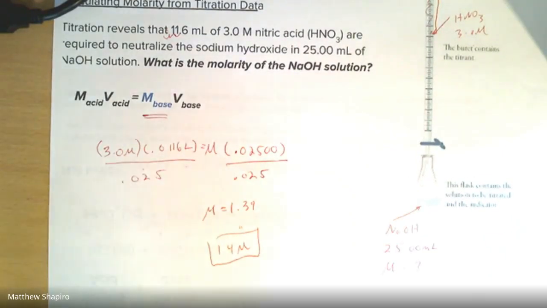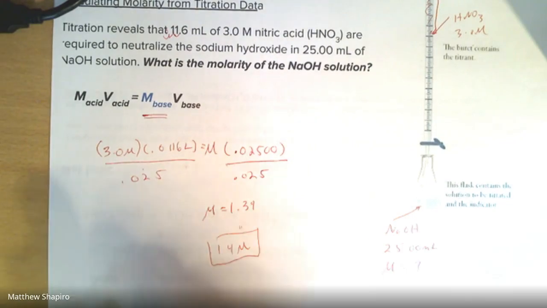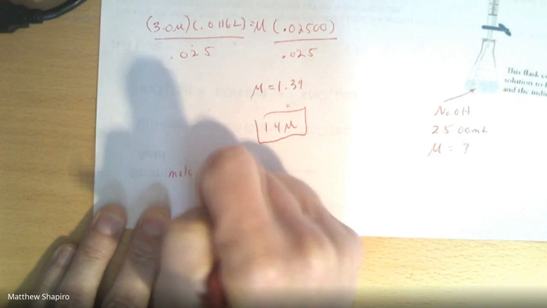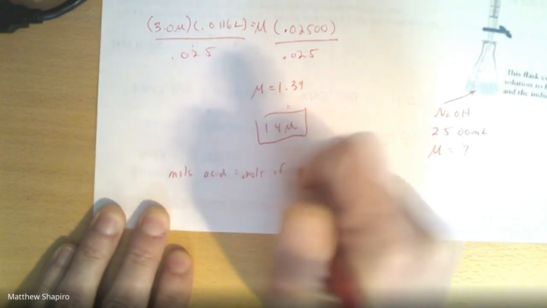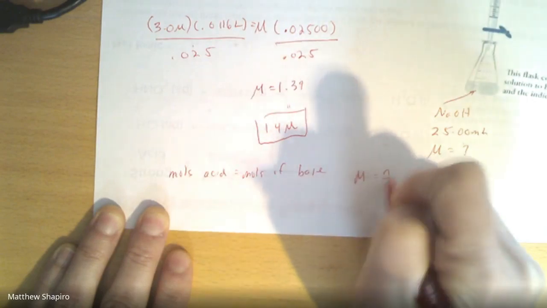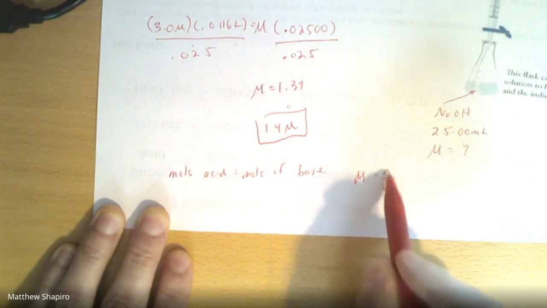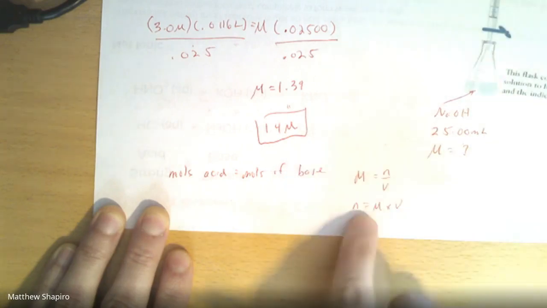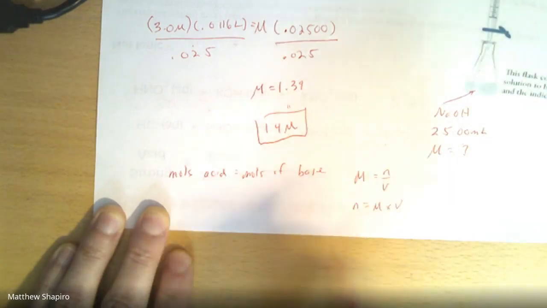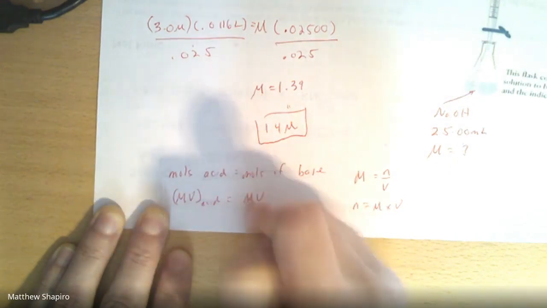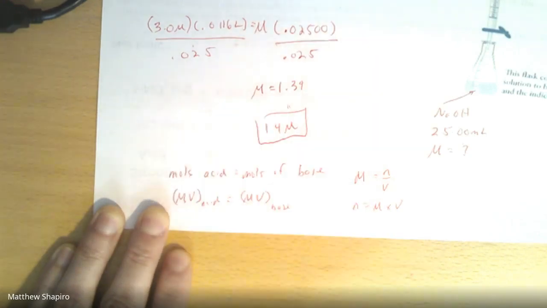And again, just so we are clear about this, I'll write this down here. The whole assumption here is that when our indicator changes color, moles of acid equal moles of base, right? And if we go back to our unit on solutions, we have molarity equals moles over volume. So I can also solve that for moles. Moles equals molarity times volume, all I did was multiply both sides by volume. So then, MV of acid equals MV of base. So that's where this formula comes from. It's a pretty simple derivation.